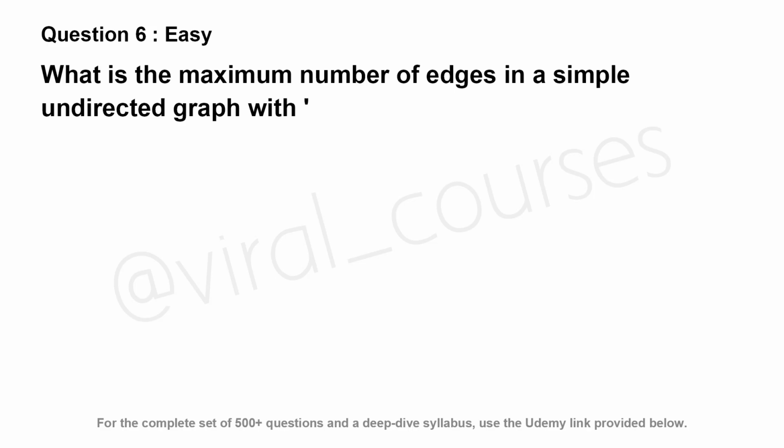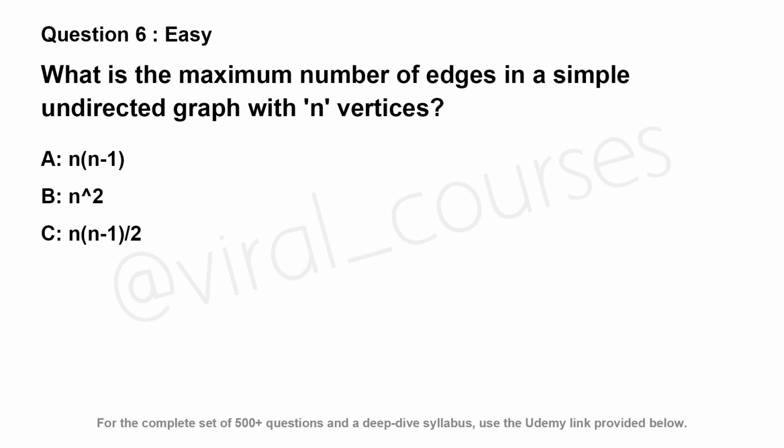What is the maximum number of edges in a simple undirected graph with n vertices? Option A, n(n-1). Option B, n squared. Option C, n(n-1)/2. Option D, 2n.